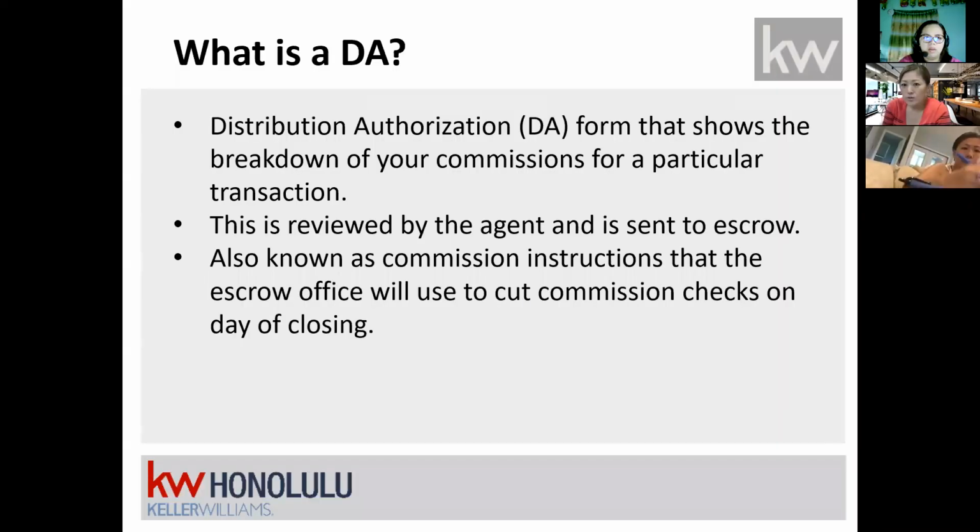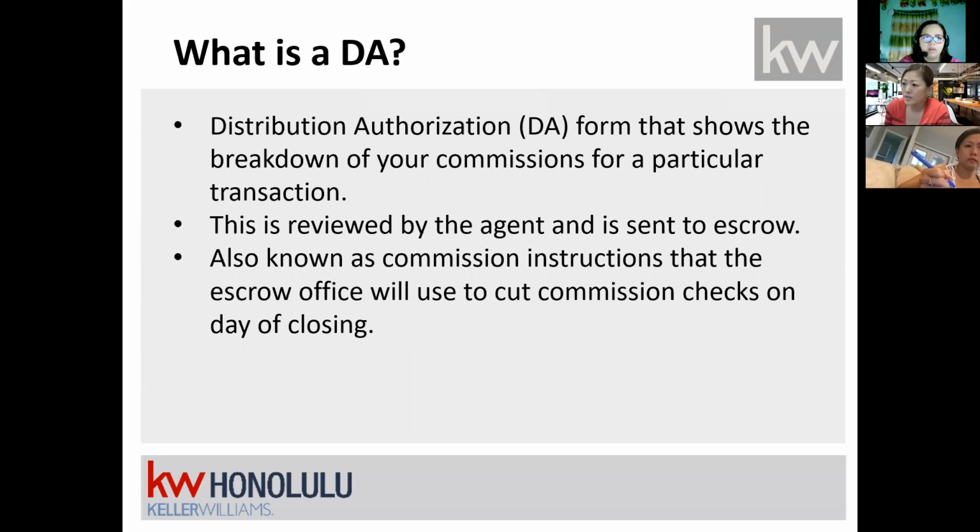That's the form that shows the breakdown of your commissions as well as the brokerage's commissions and any deductions in that current transaction. It's also instructions to the escrow officer as to how much and to who they're cutting checks for the day of closing for your particular transaction. So that's what the DA is.